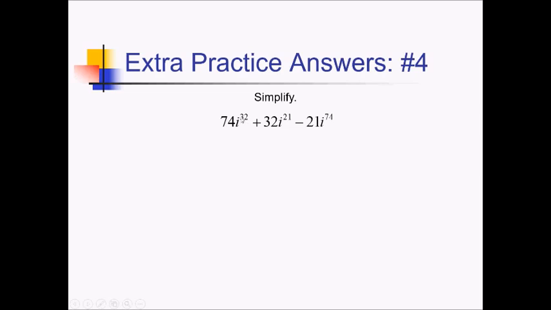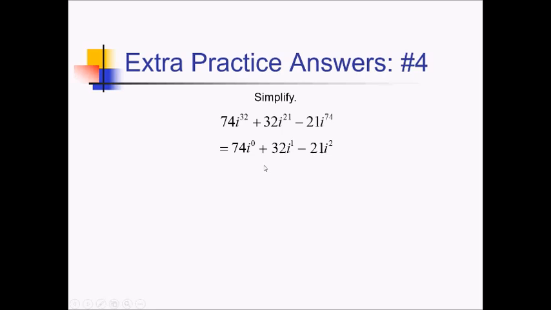32, if you divide that by 4, 4 goes evenly into 32, so that's a remainder of 0. So I can rewrite this as 74i to the 0, because i to the 0 and i to the 32 will have the same value. And 21, dividing that by 4, we get a remainder of 1. So we can just write this as 32i to the 1 that we're adding in there. And then 74, dividing that by 4, gives us a remainder of 2, because 4 goes into 72. So this is really minus 21i squared.